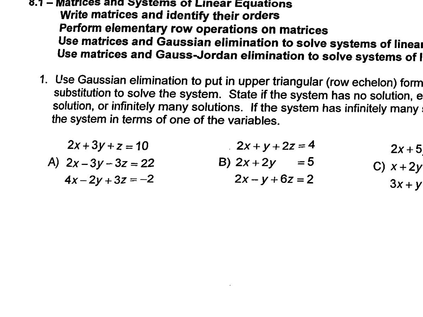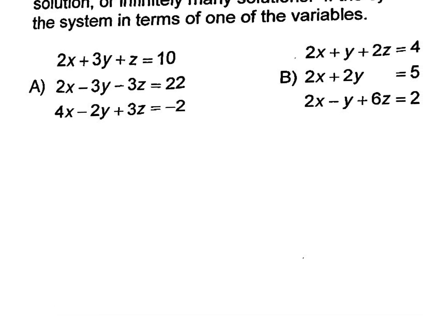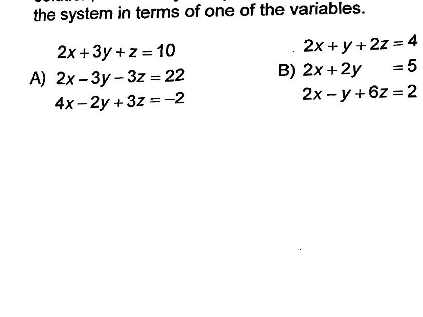We're using Gaussian elimination, or row echelon form, to solve these systems. If there's one solution, we want our final answer as a coordinate. If it's infinite, then we want to substitute a in for z and then back substitute and get x and y in terms of z as well.